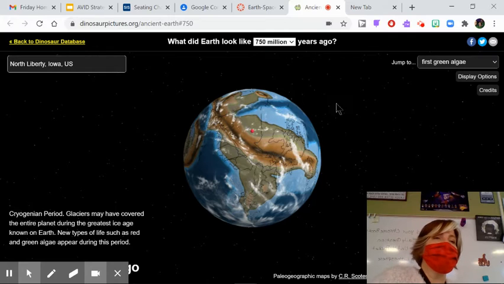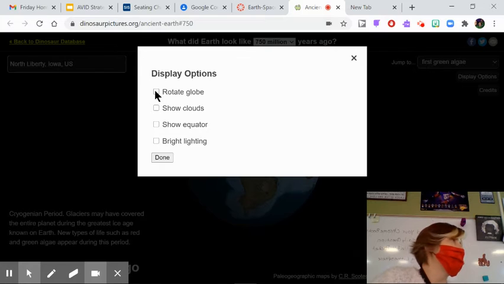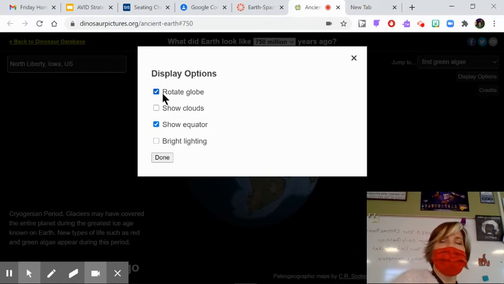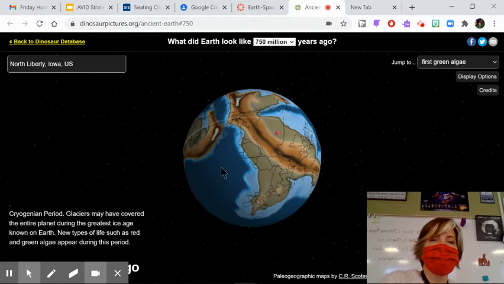Could you then please go over here to where it says display options and then click and get rid of those clouds. We want to see them much better. Click on rotate globe. And then could you please show the equator? So you should have rotate globe and show equator. And then when you're finished, click done.